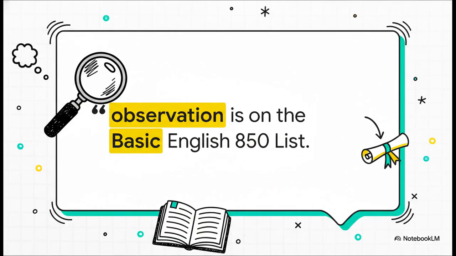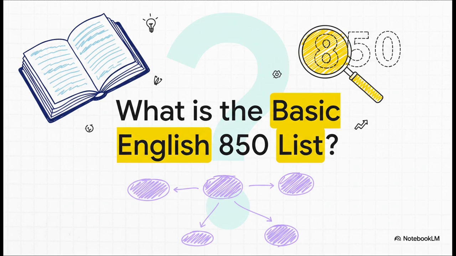So while I was digging around the Wiktionary page for this, I found this little note. It was just kind of tucked away, almost like an afterthought, right next to the pronunciation. It says, observation is on the Basic English 850 list. And boom, that one little sentence, that is the key to this whole entire story. Which, of course, leads to the big question. What on earth is the Basic English 850 list? And why 850? Why such a specific number?